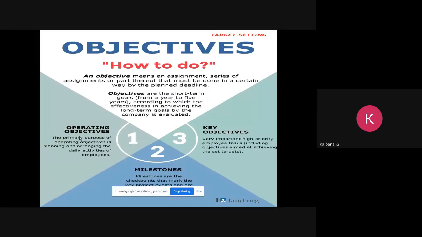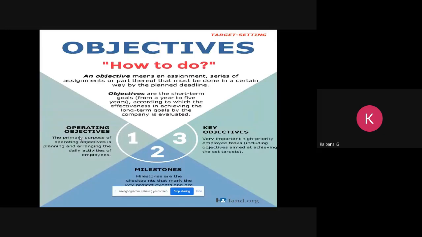So there are three categories of objectives here. These are the broad categories of objectives. Look at this slide. The first one is operating objectives, second key objectives, and the third one is milestones. The primary purpose of operating objectives is planning and arranging the daily activities of the employees. What should be the work of an employee and what should be the roles and responsibilities of the managers, lower level managers and the top level managers. So we are going to set the workload for them.